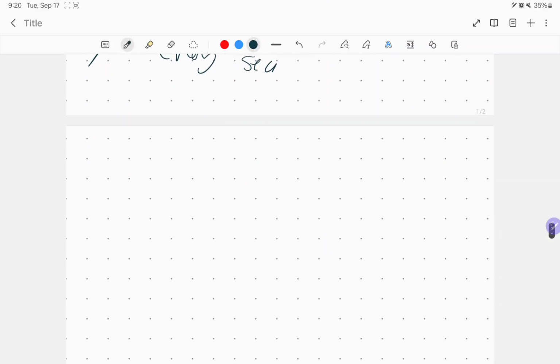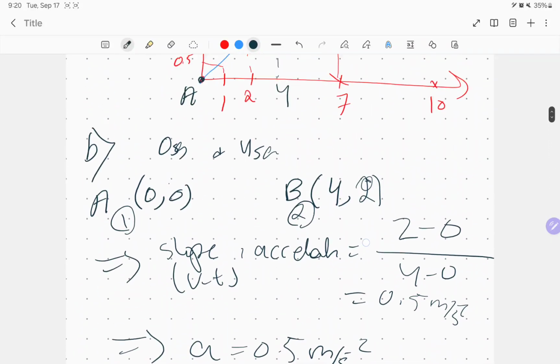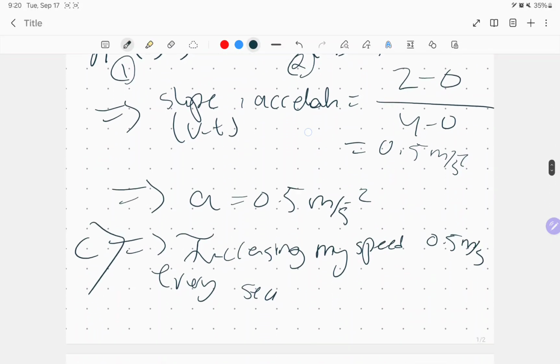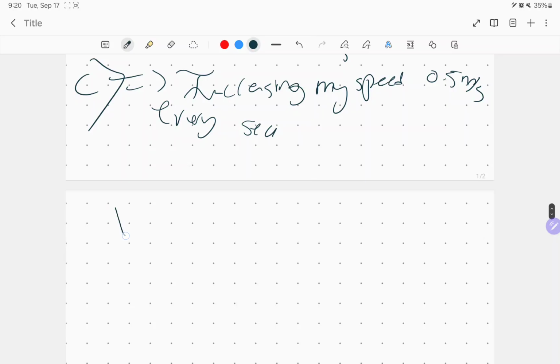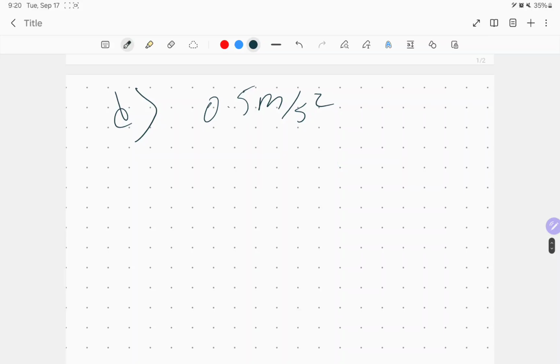Okay. Then it's telling me to find the slope between 4 and 6. Between 4 and 6, it's going to be the same answer, as you can do. So part D is going to be the same, 0.5 meters per second squared. You can do it by yourself, test yourself over here.